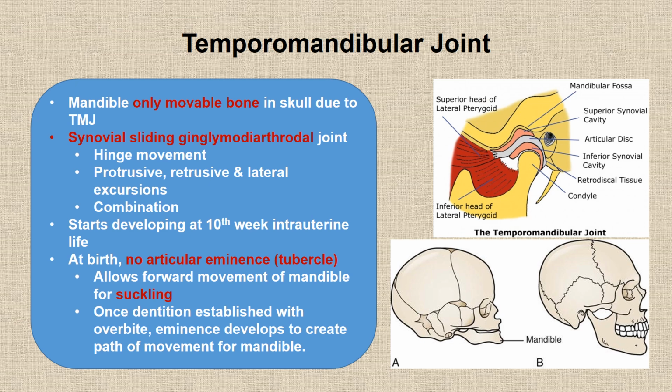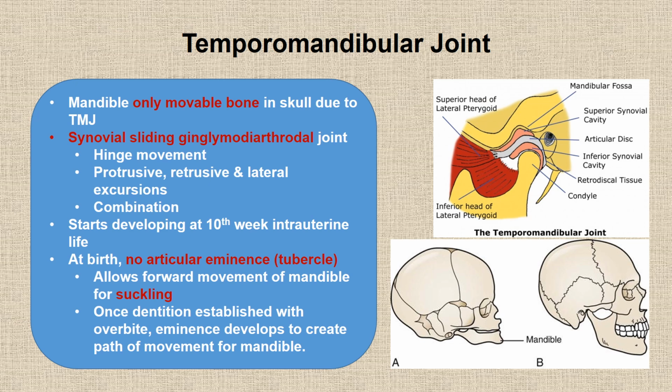Now, let's have a look at the temporomandibular joint. Because of the temporomandibular joint, the mandible is the only movable bone in the skull. This joint is classified as a synovial sliding ginglymo-diarthrodial joint. What this basically means, if we compare with mammals, for example, carnivorous mammals, is that their temporomandibular joint is only capable of a hinge movement. Hinge movement means basically an opening and closing movement.